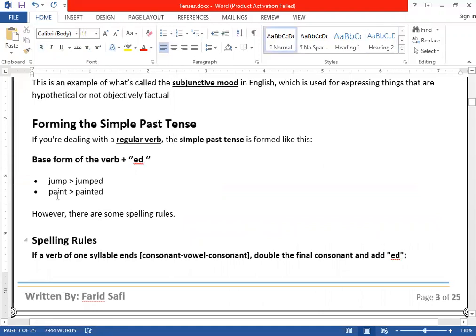How do we form that one? The base form of the verb plus ed in most cases. For example, jump, jumped, pant, panted. But there are some spelling rules that you need to understand.